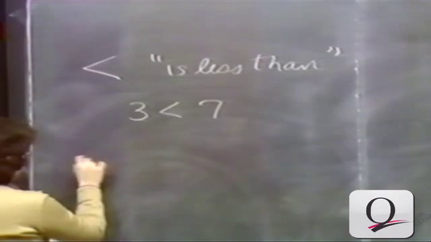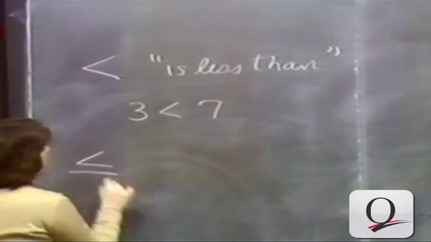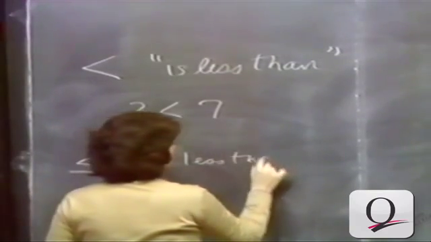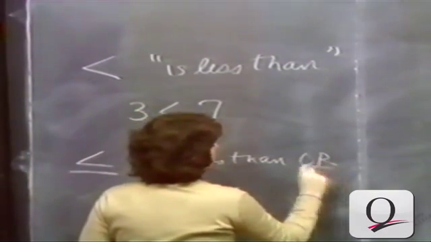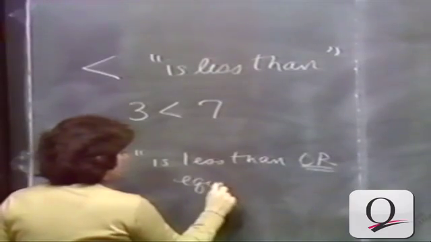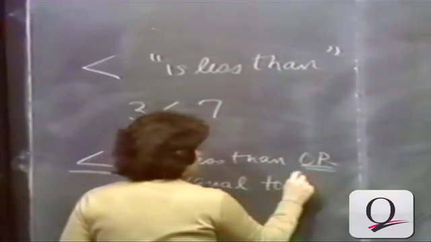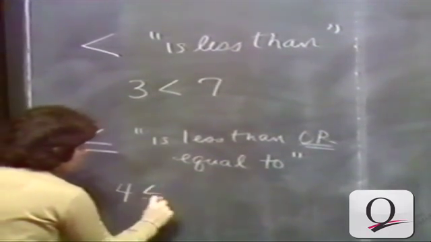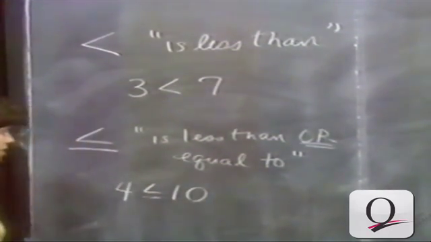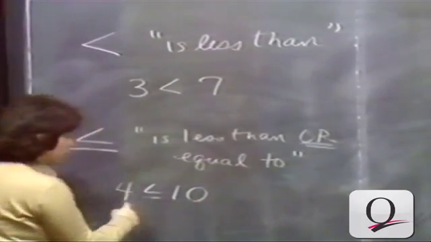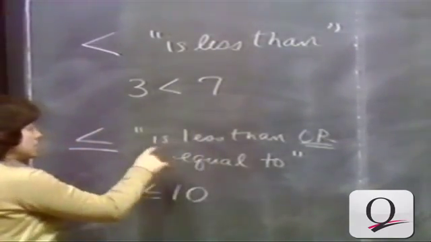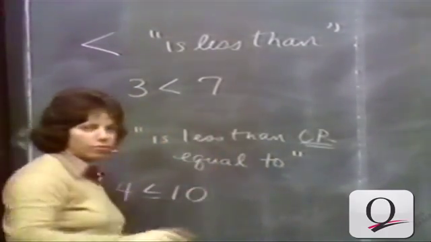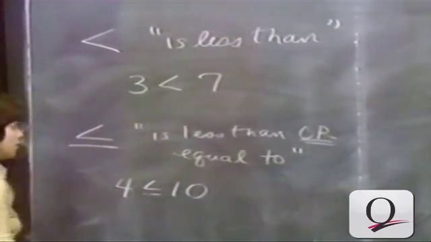This symbol is read "is less than or equal to." For example, 4 is less than or equal to 10. In this case, the less than is really holding. 4 is less than 10. But this means either less than or equal to. If either one holds, then this would be a true statement.